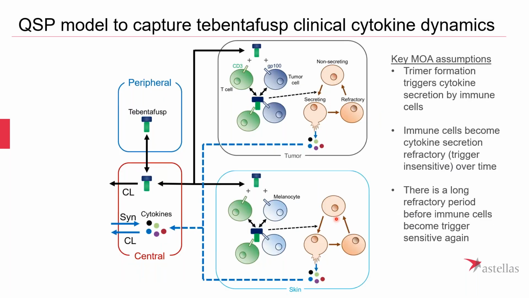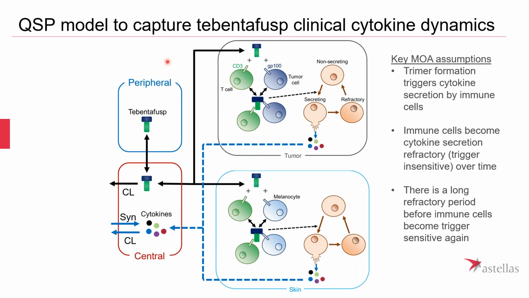So with that, here is the QSP model that was developed to capture the tebentafusp clinical cytokine dynamics. I'm not going to go through everything in great detail. I think Rebecca mentioned at the beginning, there was a paper I published on this at the end of last year, and I'll flash that up at the end of the webinar. If you're interested in the nitty-gritty technical details of this model, I'll direct you to that publication. But to highlight some key points, it really doesn't look any different from typical QSP bispecific models you might have seen before, other than this immune cell component I'll touch on in a second.